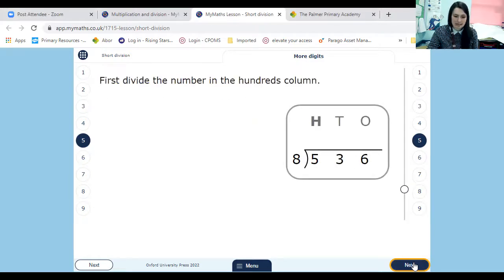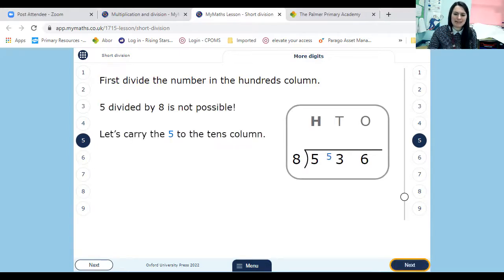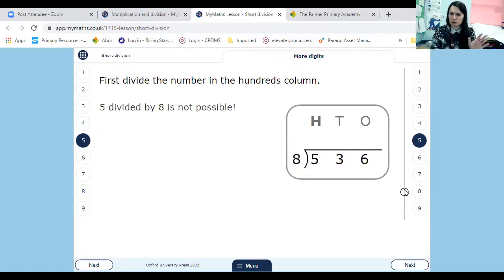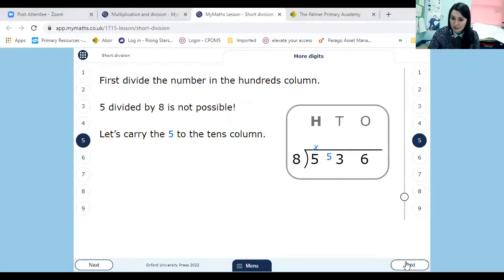Now this one's interesting because my very first question is how many 8s go into 5? But I can't get any groups of 8 in 5, none at all. So in my head, or you could make yourself a little note, I would just do a little tiny cross. It does not go in, which means I've not actually used this 5 in the 500 yet. So let's bring it over, because we've not actually used it.